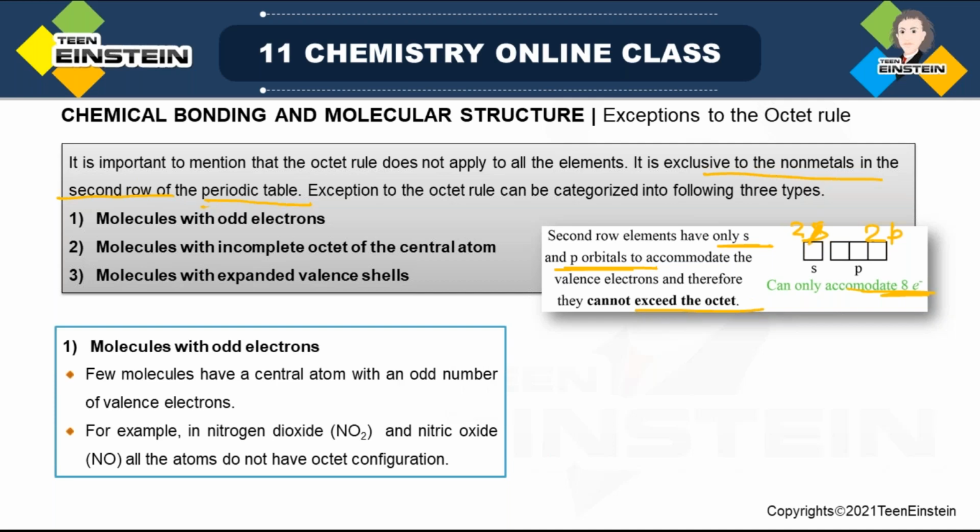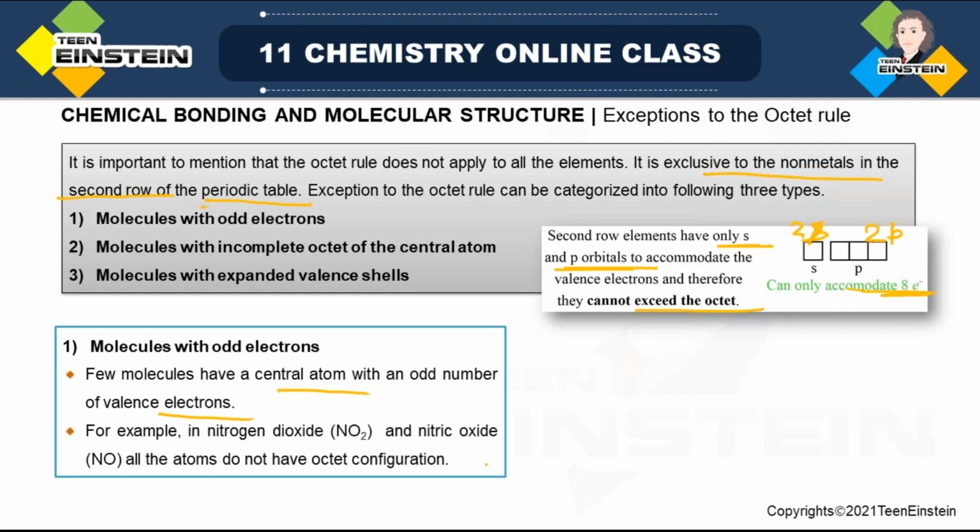Now one by one we'll see all the situations. The first situation, molecules with odd electrons. A few molecules have a central atom with an odd number of valence electrons. Now directly there is an odd number of valence electrons. So that is why when you count the total number of electrons, that will also give you an odd number. So two very important, very common examples whenever we discuss this exception to the octet rule with molecules of odd electrons are NO2 and NO.